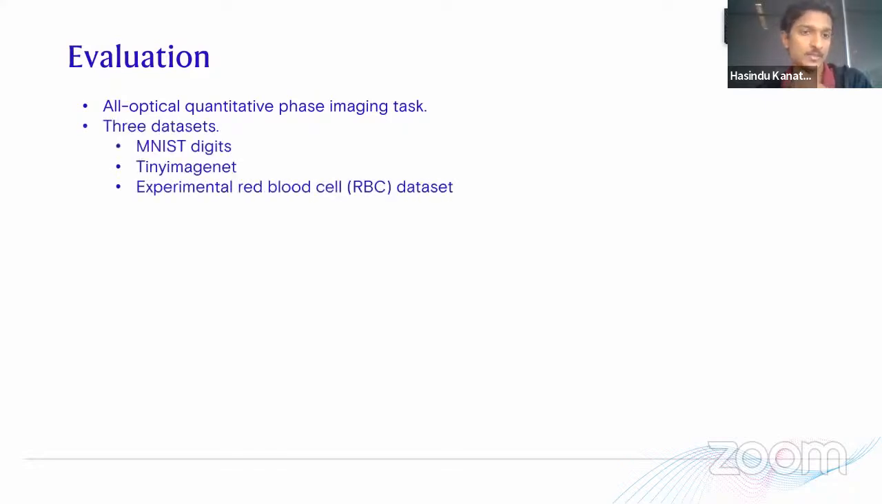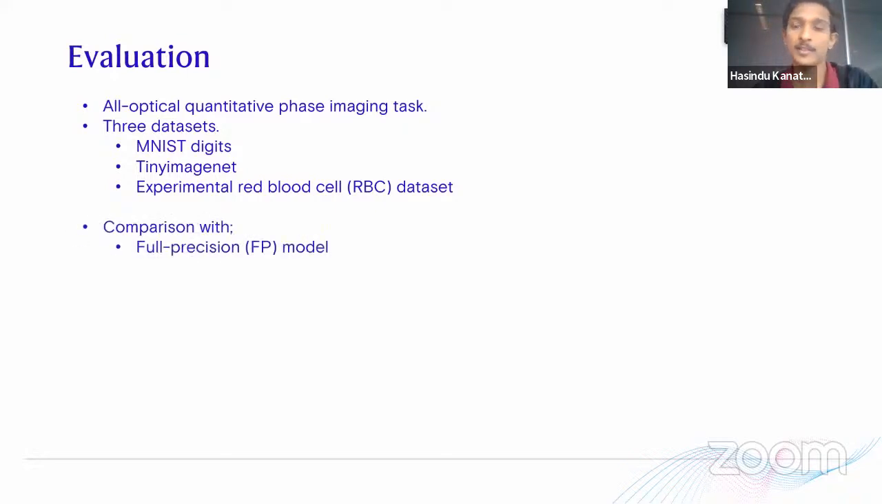And so for the evaluation of our method, we consider an all optical quantitative estimation task. For this, we consider 3 data sets: MNIST digits, Tiny ImageNet, and an experimentally collected red blood cell data set. In all these data sets, we consider the amplitude to be all ones, and the information of interest is in the phase.